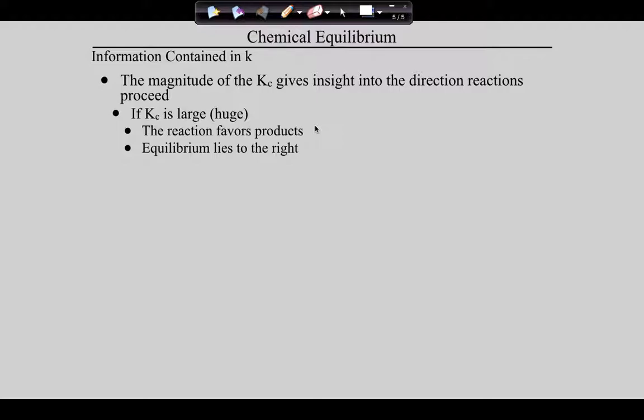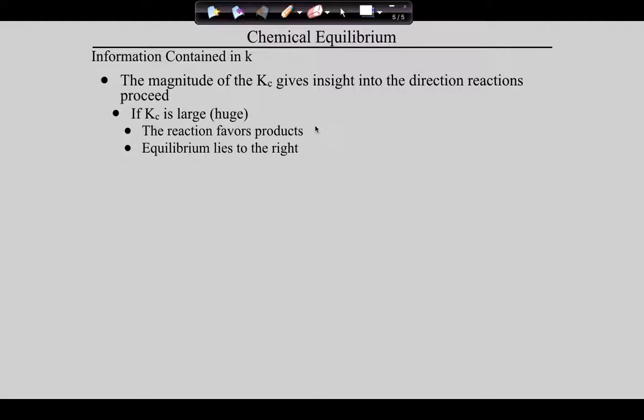So now we're at Le Chatelier's principle, right? But do you see how those two things are synonymous? The equilibrium lies to the right. The equilibrium favors products. Products are on the right. We're saying the same thing. We okay with that? Big means greater than 1, and that's where we've got to be careful.